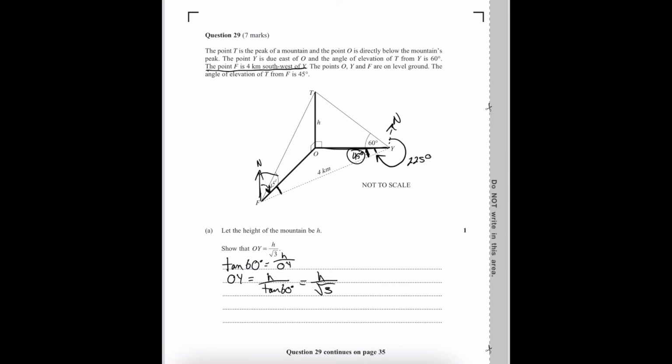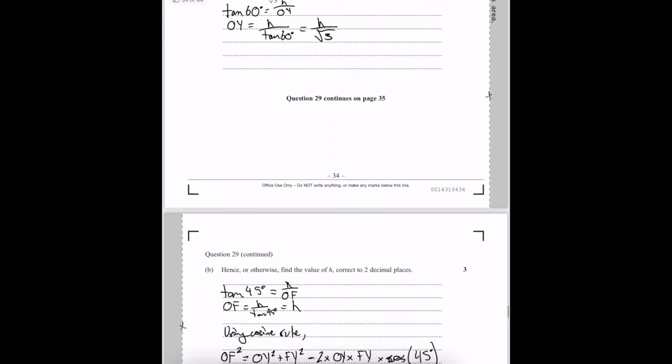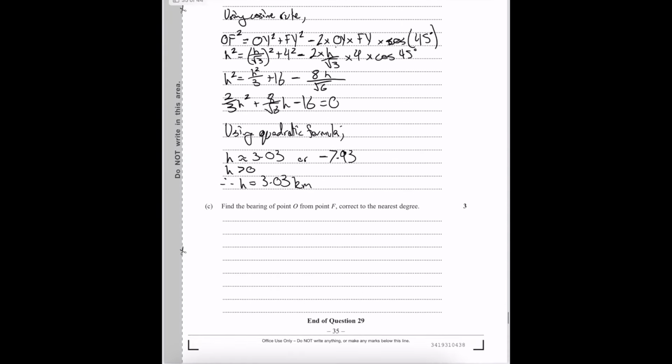this whole angle is 45, and that's because we know Y is due northeast of F, because we know from here that F is southwest of Y. So that means Y is northeast of F.